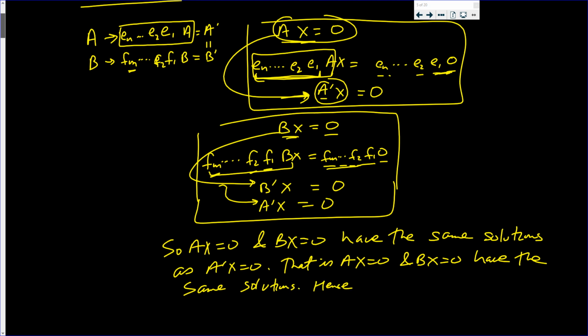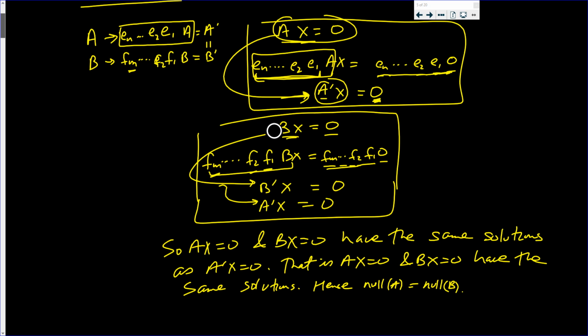Hence, the null space of A equals the null space of B. And all I did was reduce A and reduce B. And I'm like, they're going to have the same solutions. Why? Because I did the same to the other side and I still got 0. Of course, on the other side, if I got matrix C, that would throw everything off. But I got 0. AX equals 0 and BX equals 0 have the same solution space.